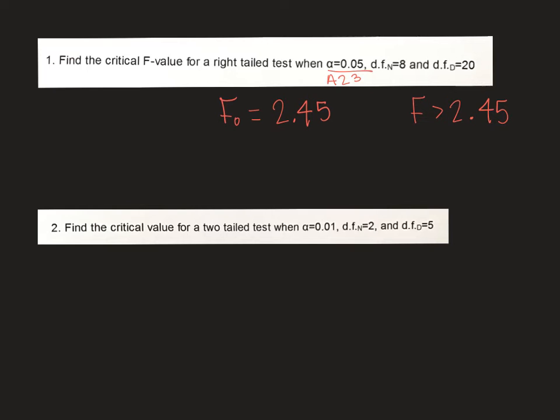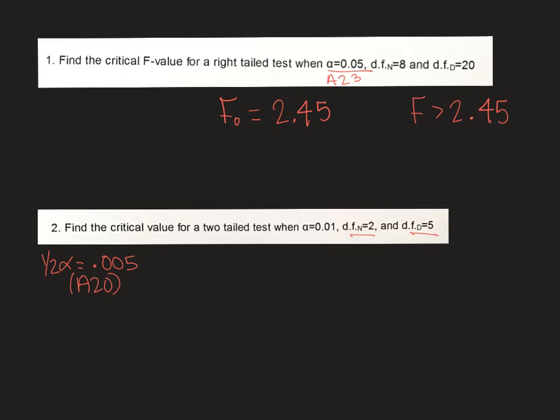So we're going to cut that alpha in half. Half of 0.01 is going to be 0.005. So we're going to go to the 0.005 page, which is A20 in your book. Degree of freedom for the numerator is 2 and the denominator is 5.